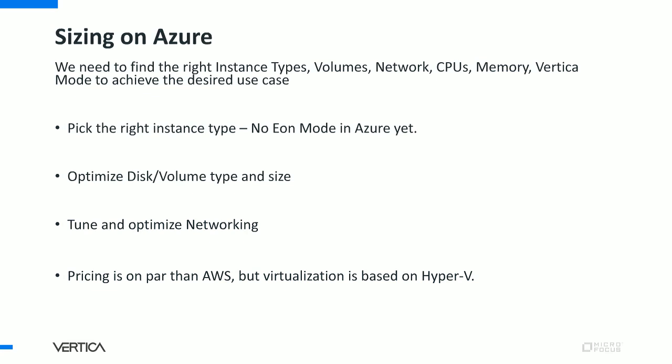This means that since we're only supporting enterprise mode in Azure, getting the local disk performance right is one of the keys to success of running Vertica here, with the other major key being making sure that you're getting the appropriate networking speeds. Overall, Azure is a really good platform for Vertica, and its performance and pricing are very much on par with AWS. But keep in mind that the newer versions of the Linux operating systems like RHEL and CentOS run much better here than the older versions.